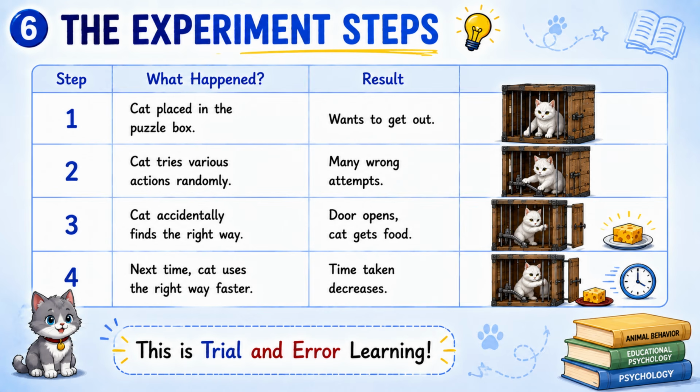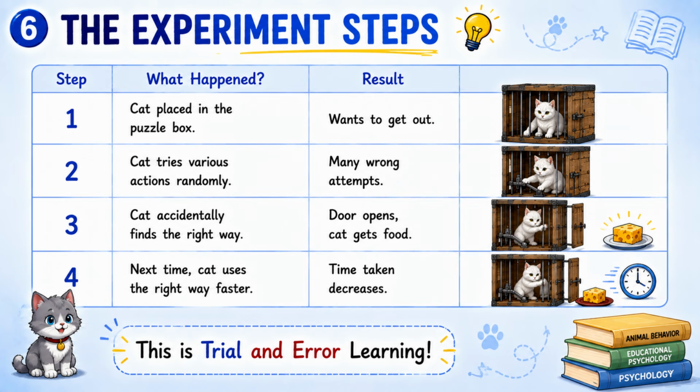Step 3. Finally, by accident, the cat presses the correct lever. The door opens, and the cat comes out and gets the food as a reward. இதுதான் கரெக்ட் ஆக்ஷன். கரெக்ட் ஆக்ஷன் கண்டுபிடிச்சதும் ரிவார்ட் கிடைக்குது. இது லேர்னிங்க்கு ரொம்ப இம்பார்ட்டன்டான ஸ்டெப்.